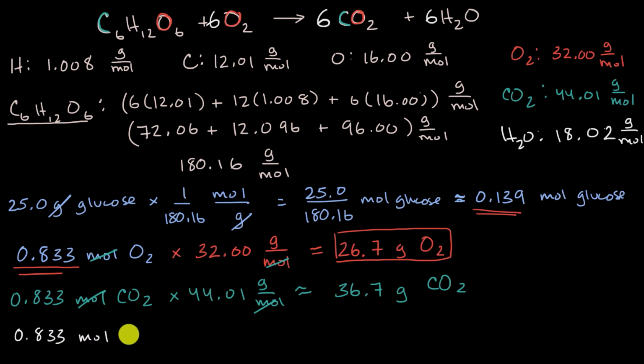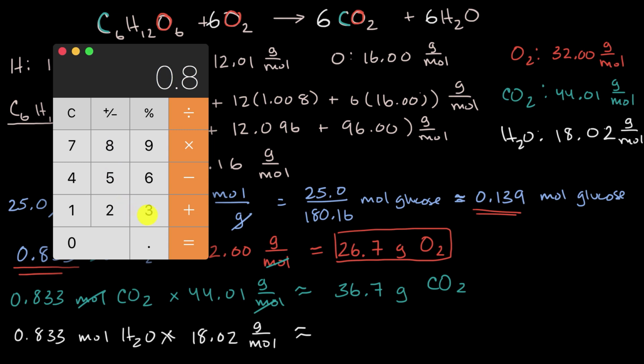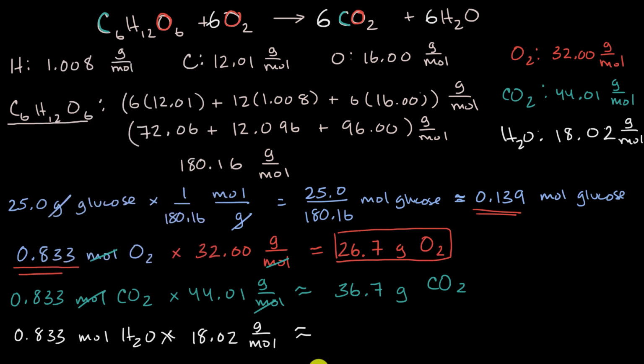0.833 mole of H2O times its molar mass, 18.02 grams per mole of water, is going to give us approximately 0.833 times 18.02, which gives us, at 3 significant figures, 15.0 grams of water. And once again, those moles canceled out to give us the right units. And we're done, which is pretty cool.